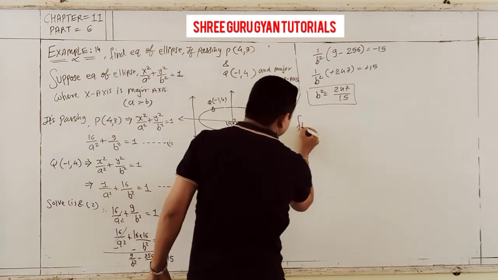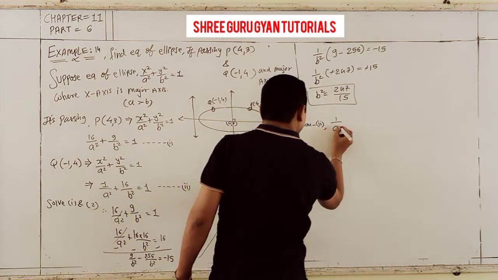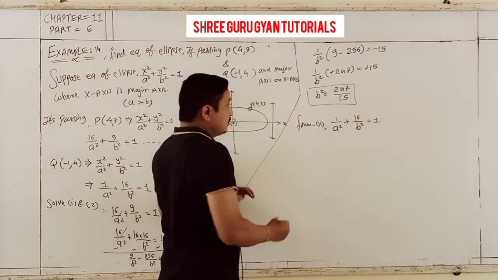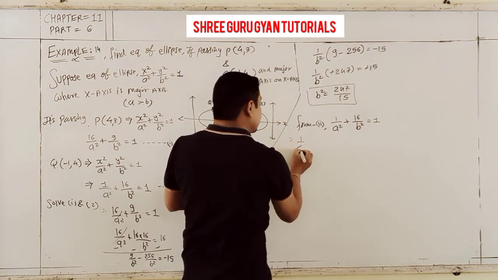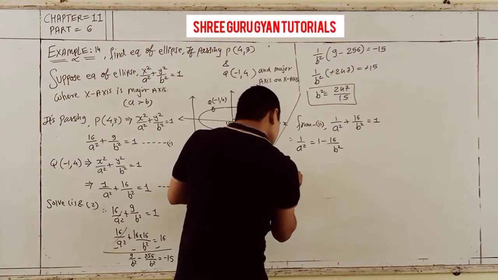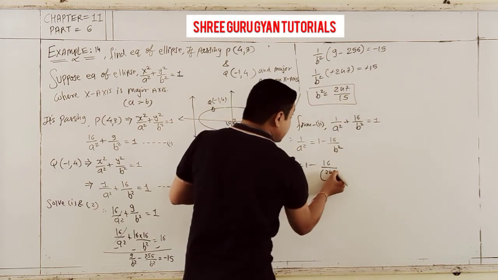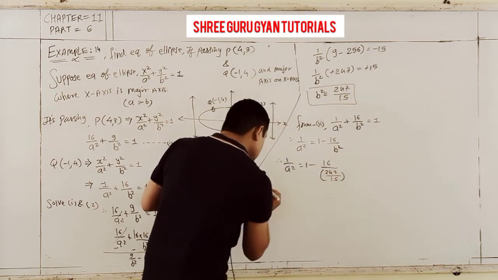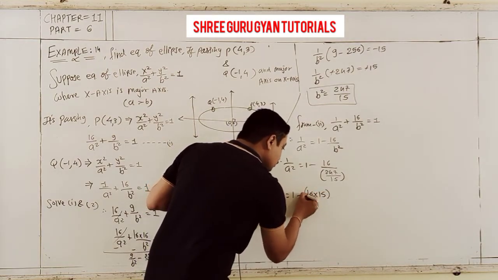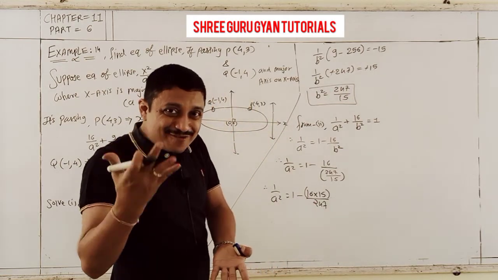From equation 2, what is it? 1 by a square plus 16 by b square equals 1. So 1 by a square as it is, equals 1 minus 16 by b square. You just apply your value. B square is 247 by 15. So 1 by a square equals 1 minus 16 times 15 by 247. Just multiply it and find the value of b.